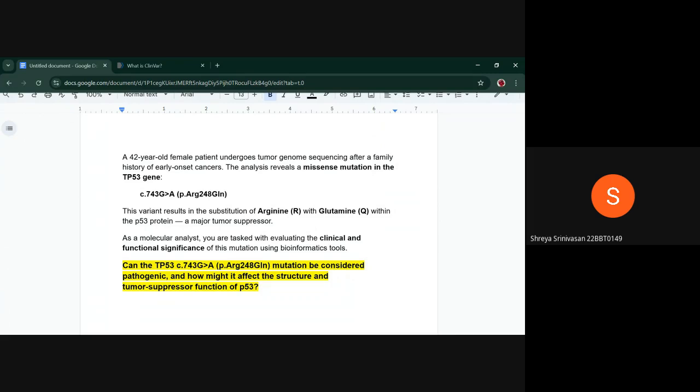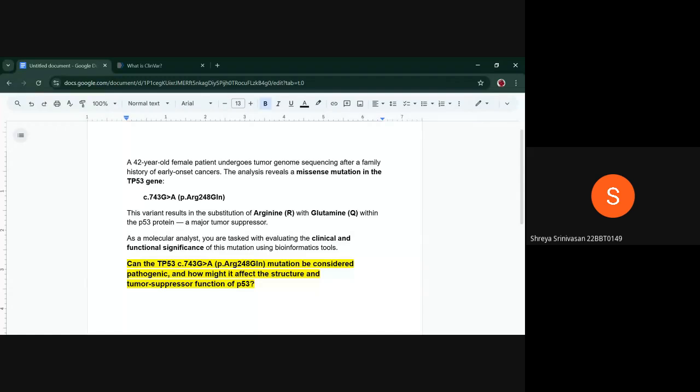Okay, so they are saying a 42-year-old female patient undergoes tumor genome sequencing. So this patient has a tumor. We are taking a part of the tumor and sequencing its genome. Before we move ahead, can someone tell me what you mean exactly by sequencing a genome? Or can someone tell me what a genome is? Anyone? If you guys don't know the answer, you can give a thumbs down also.